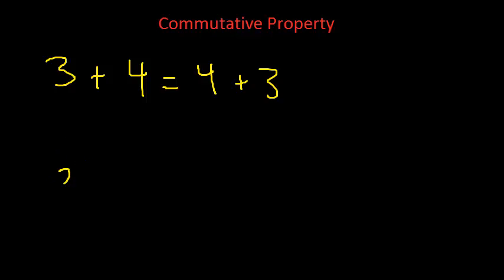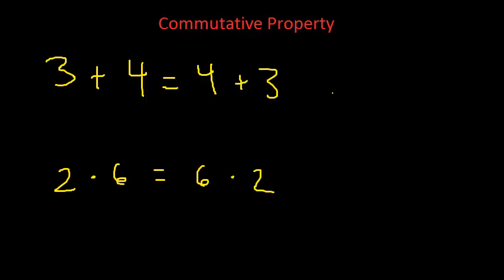The commutative property basically says if I add 3 plus 4, that's the same as adding 4 plus 3. The commutative property says that I can add things in any order and it does not matter. The same applies for multiplication. If I have 2 times 6, that's the same as multiplying 6 times 2. They both give me 12.